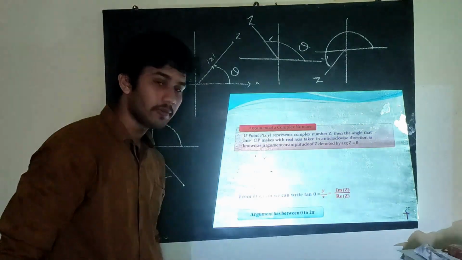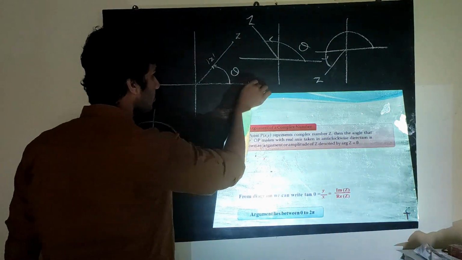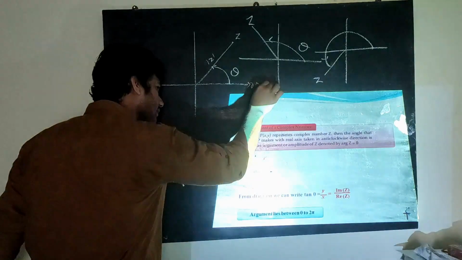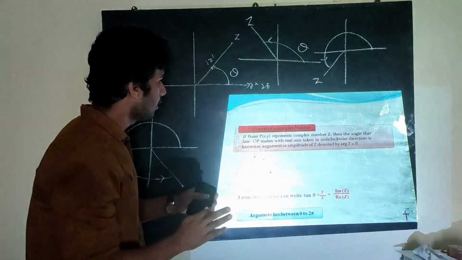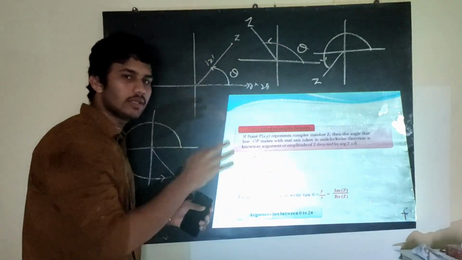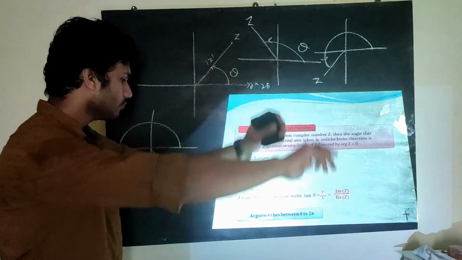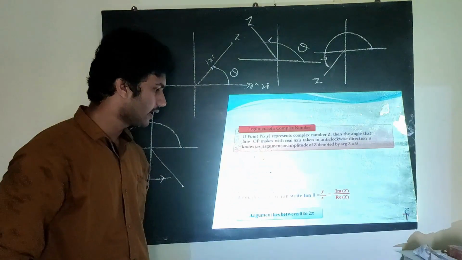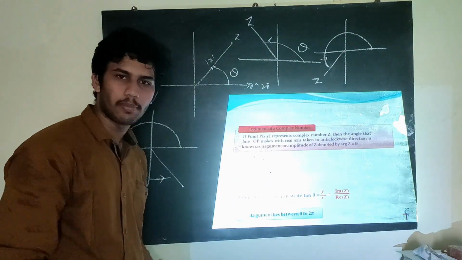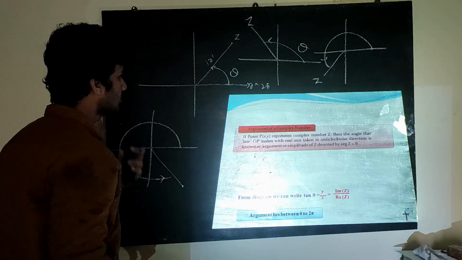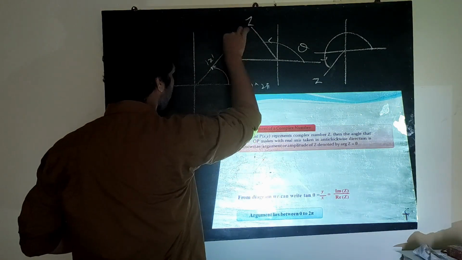And argument lies between 0 to 2 pi. It starts from here and ends here at 2 pi with one complete rotation. After every complete rotation, it repeats also. And from this diagram, we can conclude that tan theta is equal to imaginary part of z divided by real part of z. It does not seem like a tough thing.